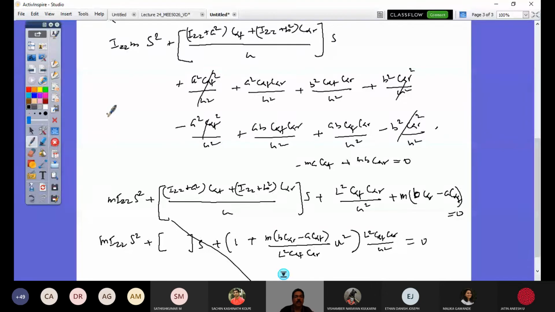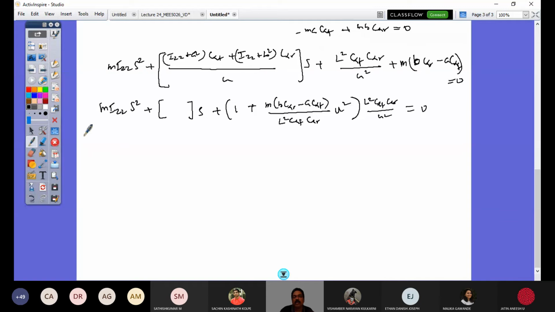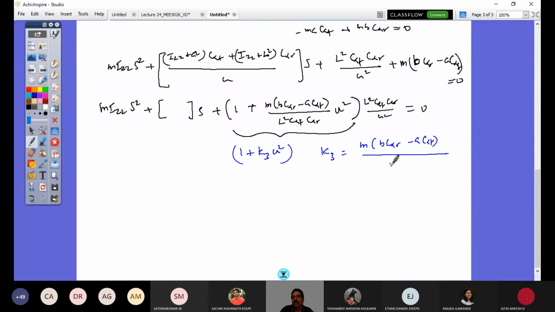Now this term, if you look here, I can rewrite alone as 1 plus k3 u square, where this k3 is m into b c alpha r minus a c alpha f by L squared C alpha F C alpha R, called the stability factor. There is a relationship between stability factor and understeer gradient. This we will see later on.